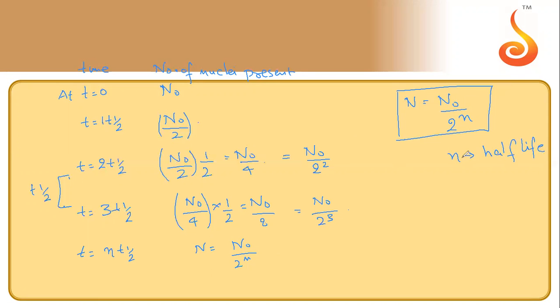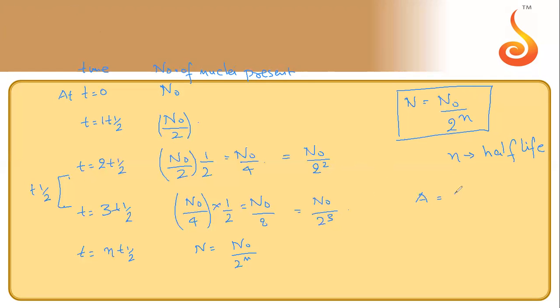If it is 1 half life, you have to substitute n as 1. If the time is 2 half lives, we have to substitute n as 2. So these will be our formulas. This is a very important formula: N equals N naught by 2 raised to power n.